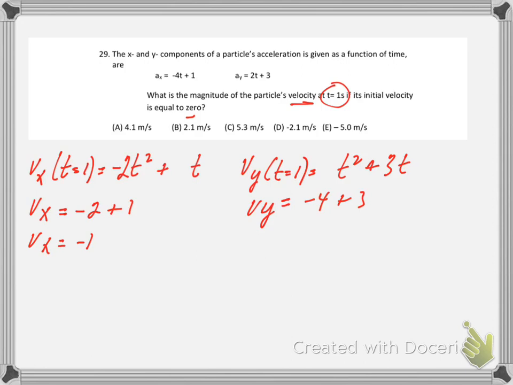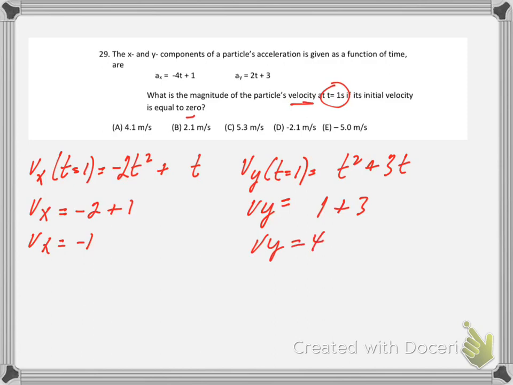Whoa. Let's roll that back a little bit. 1 squared is 1. t squared, yeah, 1 squared is 1 plus 3. Yeah, so Vy is equal to 4.